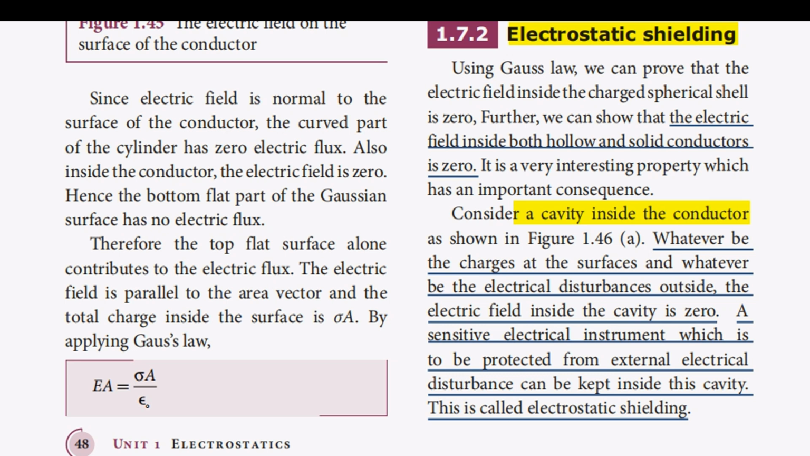Now let us study about electrostatic shielding. Using Gauss' law, we can prove that the electric field inside the charged spherical shell is zero. Further, we can show that the electric field inside both hollow and charged conductors is also zero. It is a very interesting property which has an important consequence.